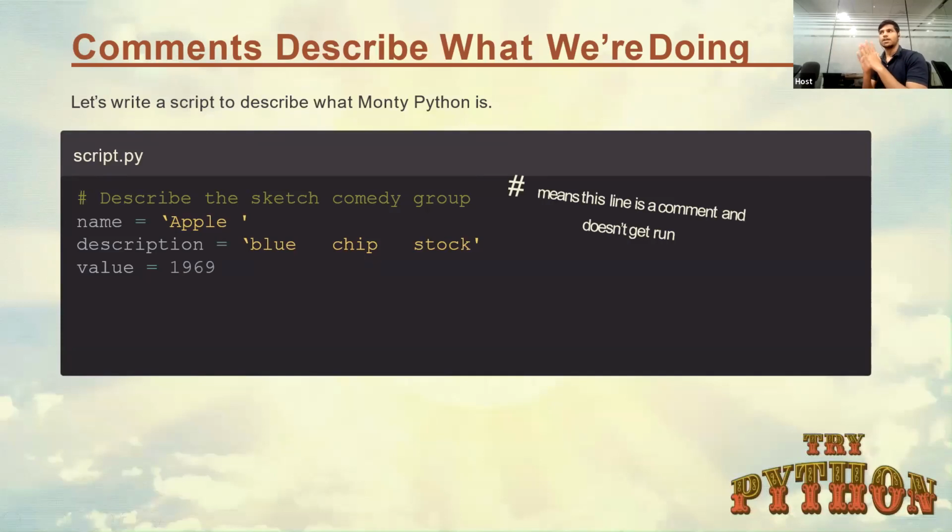Suppose you have written a very long code. Now if someone else, or even you, is reading it after one or two months, you don't have to go through the entire code. You'll just read the comment, whatever is written, and you'll see, oh, this is what this code is doing.